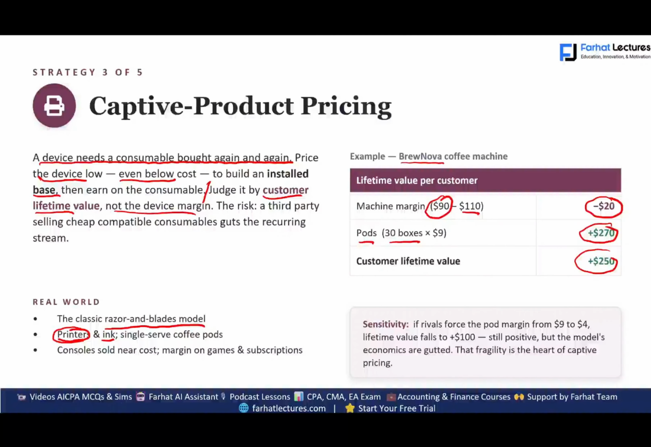Now, the risk in this business is a third party selling cheap, compatible consumables, which guts the recurring stream, because you want the customer to be buying those pods. So what happens if a rival forces the pod margin from $9 to $4? Now, lifetime value falls to $100, still positive, but the model economics are gutted. So they just basically squeeze you. That fragility is the heart of captive pricing, and you have to be careful when it comes to that. So companies will try to create something that's unique, patented, so no one can basically replace their product with some cheap compatible product.